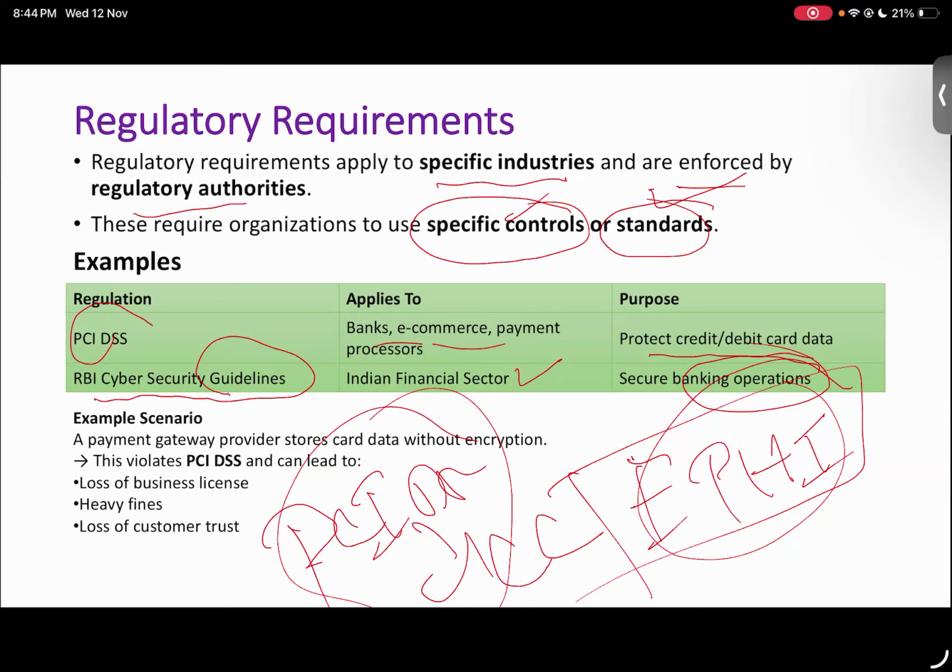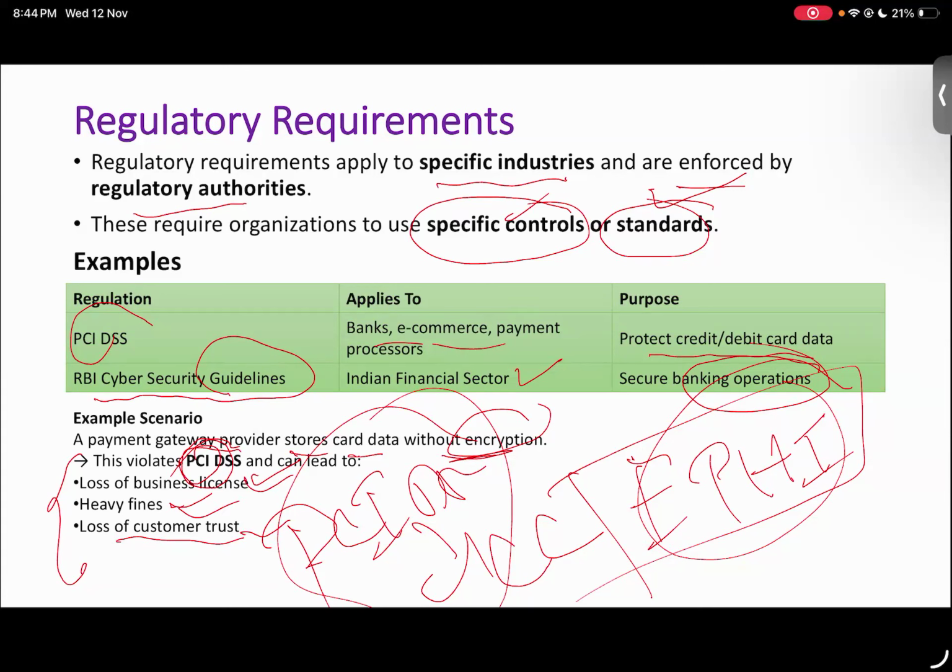to protect their information. As an example scenario, a payment gateway provider stores card data without encryption. The violation is of PCI DSS, which can lead to loss of business license, heavy fine, and loss of customer trust. So these are the consequences if you don't encrypt or if you don't follow the PCI DSS rules.